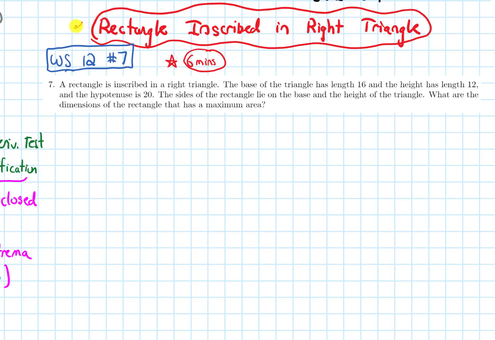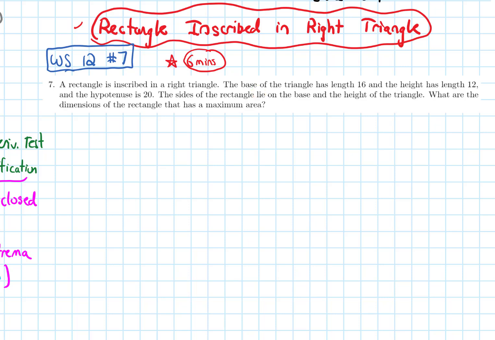In this discussion video, we'll do an optimization example in which a rectangle is inscribed in a right triangle. This is problem 7 from worksheet 12, and it says, a rectangle is inscribed in a right triangle. The base of the triangle has length 16, and the height has length 12, and the hypotenuse is 20. The sides of the rectangle lie on the base and the height of the triangle. What are the dimensions of the rectangle that has a maximum area?